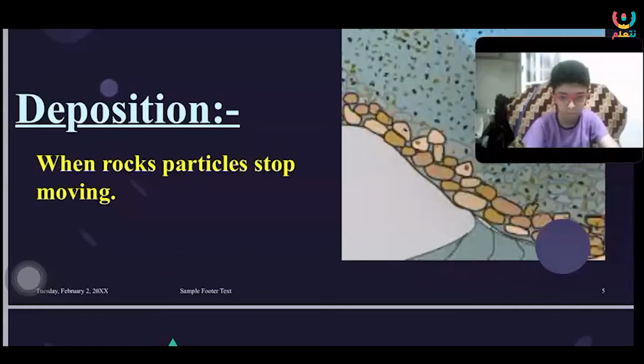When rock particles stop what? Stop what? Hello? Deposition means when rock particles stop moving. Thank you. Clap your hands. Thank you so much. Thank you.